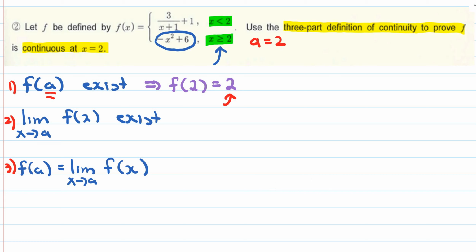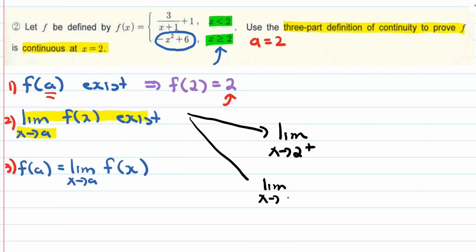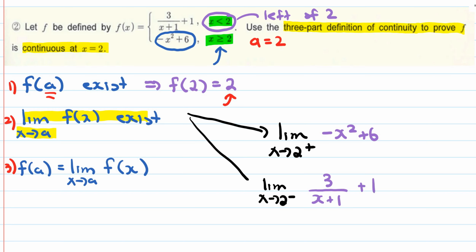Now, moving on to the second part of the definition, I need to show that the limit exists as x approaches a. To show that, I need to set up two limit statements: the limit as x approaches 2 from the right, and the limit as x approaches 2 from the left. Approaching 2 from the right, I'm taking the bottom function, negative x squared plus 6. If x is less than 2, this is on the left of 2, so the function will be 3 over x plus 1, plus 1.